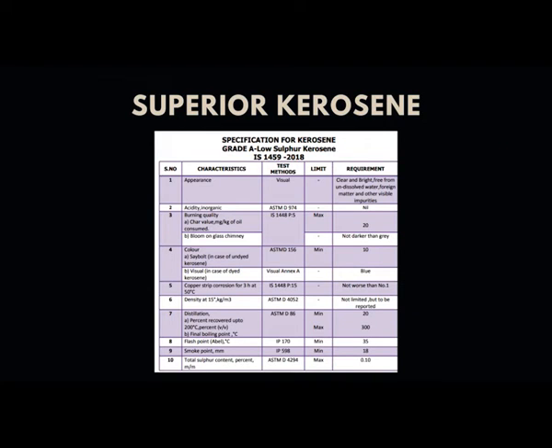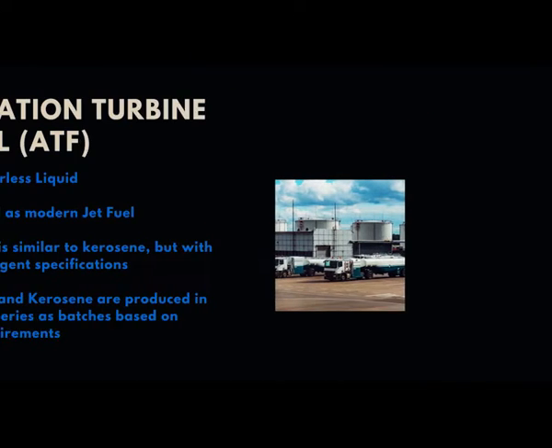Some of the important tests or characteristics are flash point. Flash point is the temperature at which this particular vapor mixture is going to burn. So flash point is important in storing and handling of the fuel. Here the minimum should be 35 degrees centigrade. And of course the distillation test and the sulfur content test are also important when we are trying to market the kerosene as a product.